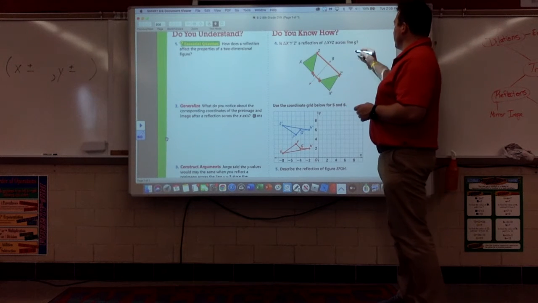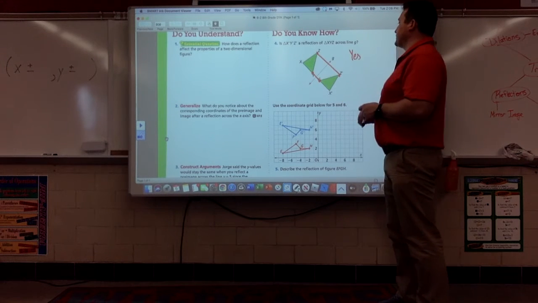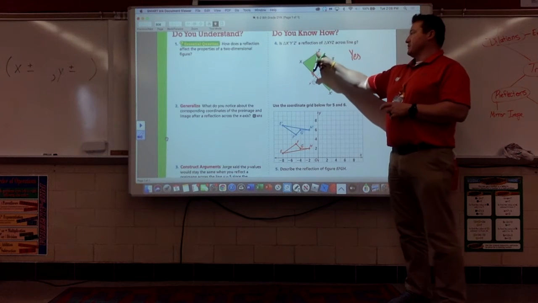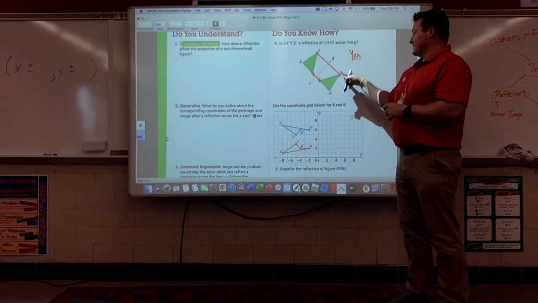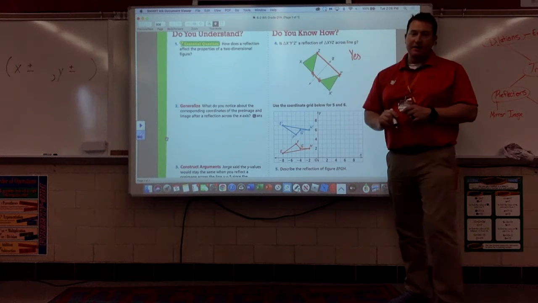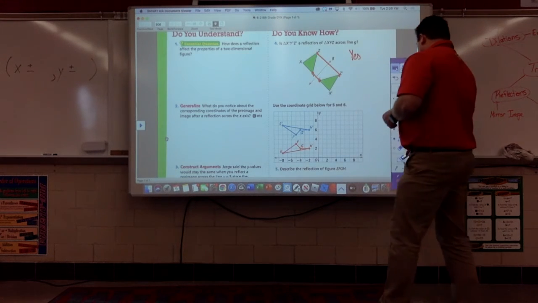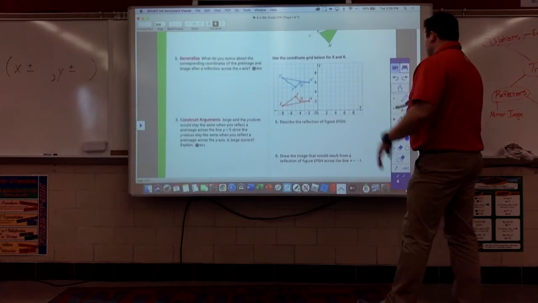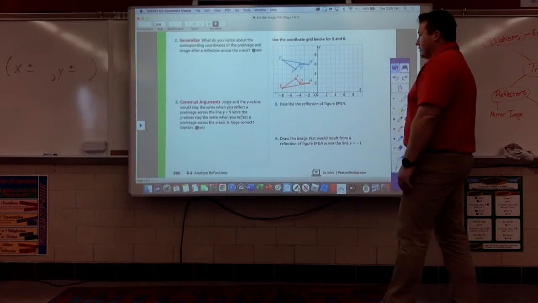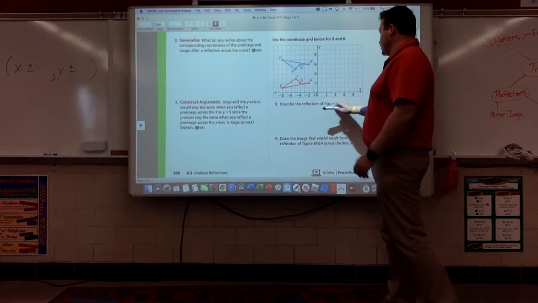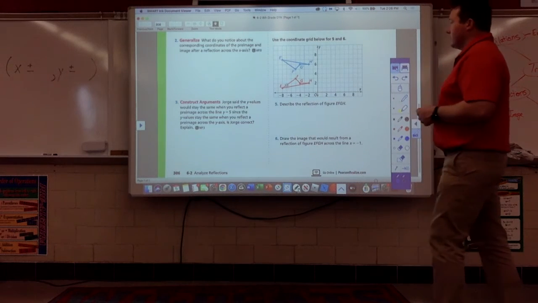So is this a reflection? We would say yes, absolutely. The distance from Z to the line of reflection is the same as it is from Z prime to the line of reflection. Okay? That's right. I mean, it seems pretty fair.